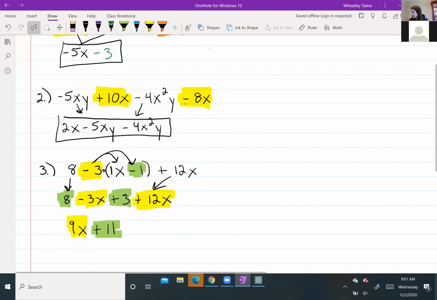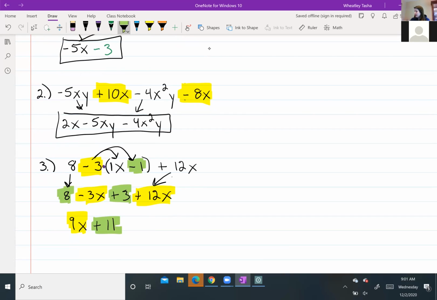So our final answer, can you combine 9x with +11? You can't, because 9 has an x with it and the other one doesn't. So my final answer is just 9x plus 11. The big thing with this is just being careful with your sign in step 1. It's not just 3 you're distributing, it's the -3. And then inside the parentheses, it's a -1. So be careful with that.